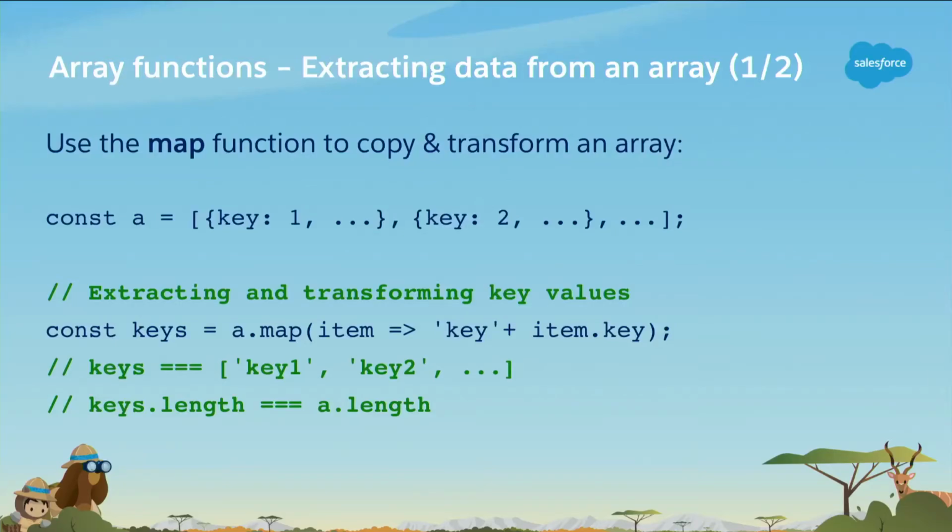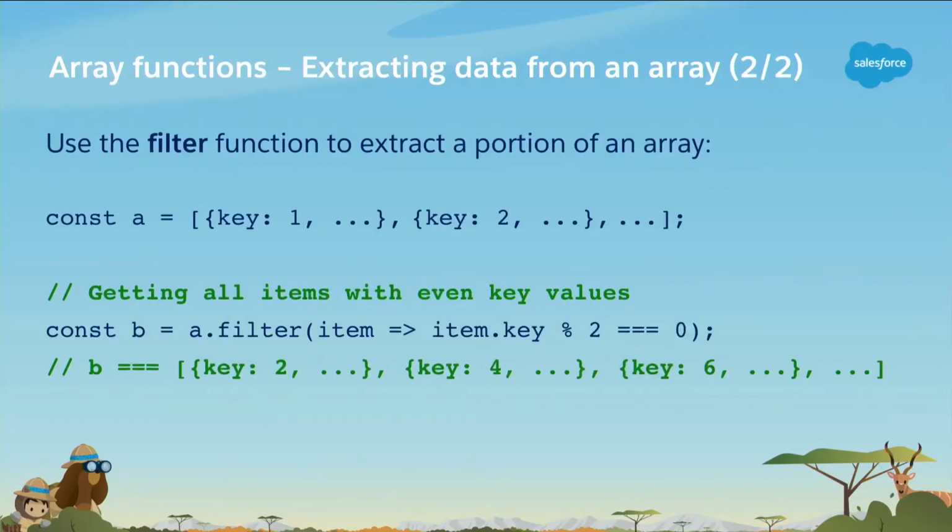This is good if you want to transform information, if you want to add extra information, or even if you want to call another function on it. Because here I wrote it as a one-liner, but remember it's an arrow function. So we could have a whole block of logic. Instead of doing key plus item.key, we can call a complex bit of code here.